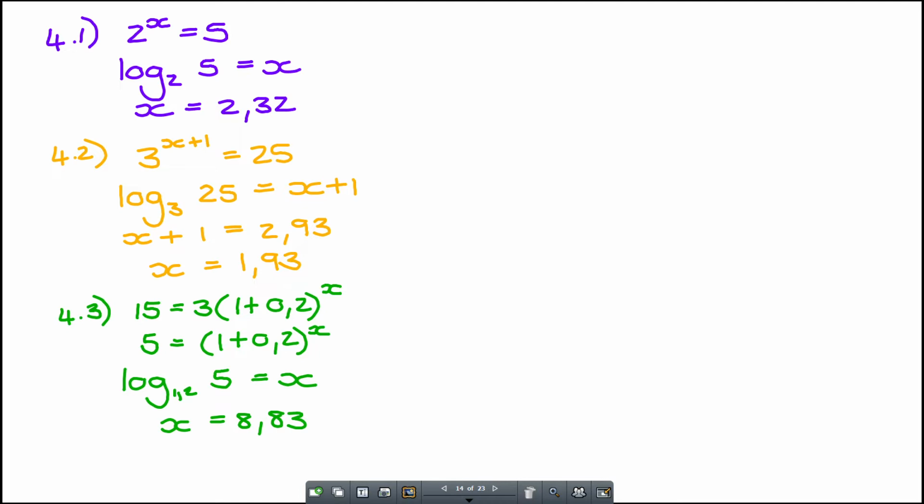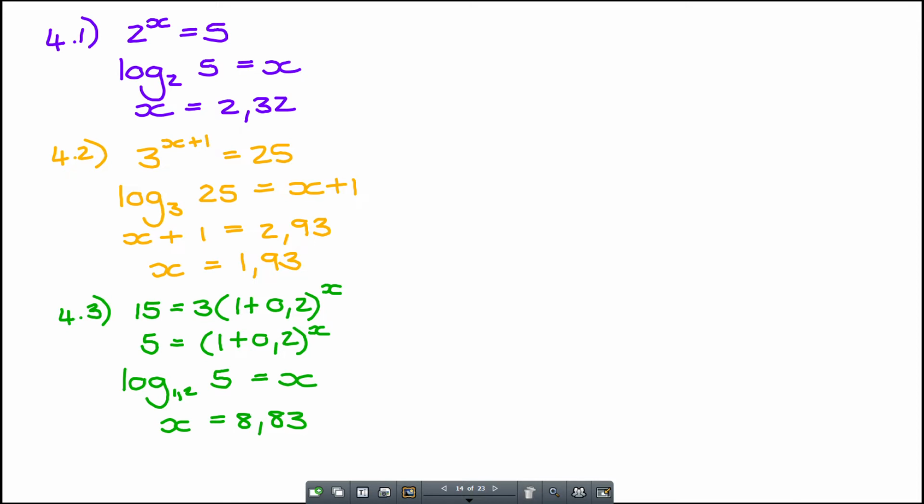Just be wary or have a look at number 4.3 when we get something like that. Please do not, and we did talk about it yesterday, do not multiply in this 3. Why not? Because of that exponent. So I first had to get rid of that 3 by taking it over. So 15 divided by that 3 gave me the 5. So watch out for that. And then the rest was straightforward.